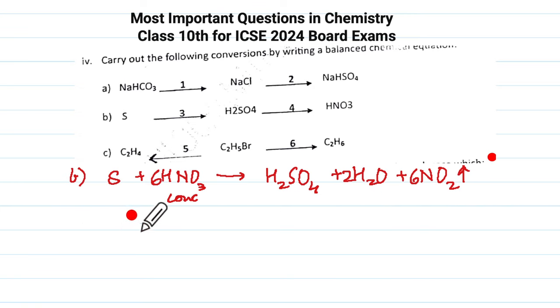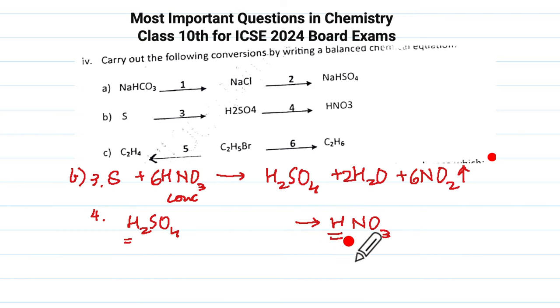Okay, let us come to this being third. Let us come to the fourth reaction. We have to take H2SO4 and you have to prepare HNO3. Now for HNO3, your H will come from here. So NO3 will have to come from some nitrate.